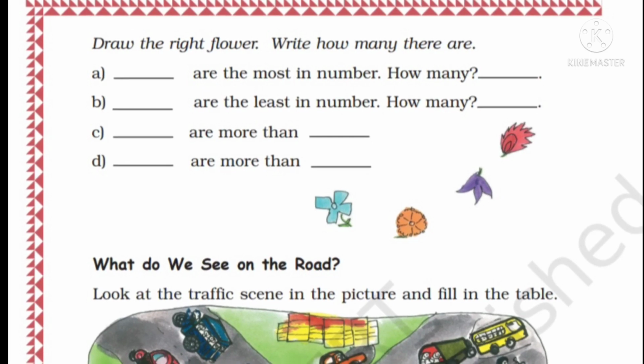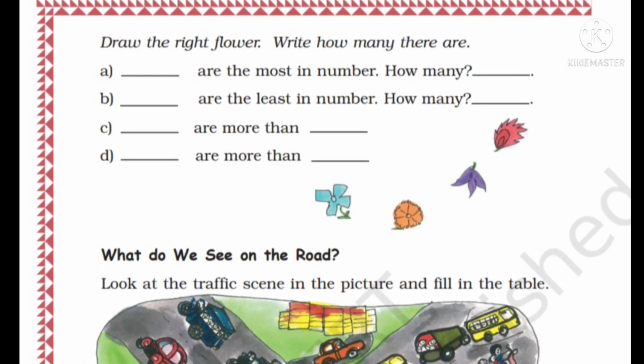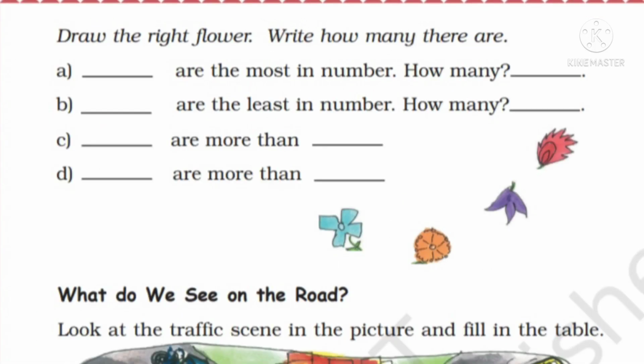Draw the right flower, write how many there are. Dash are the most in number. How many? Which flower is most in number? Purple. Purple flowers are there. We have to draw this purple color flower there. And how many are there? 10. Dash are the least in number.